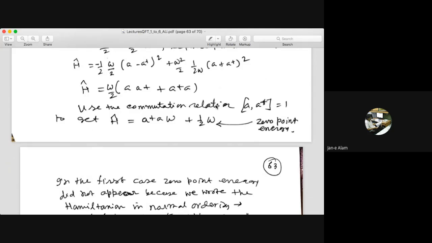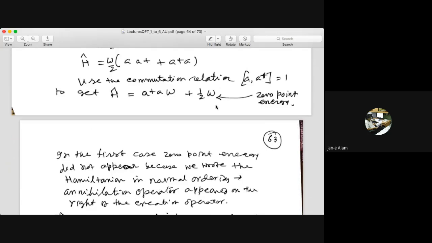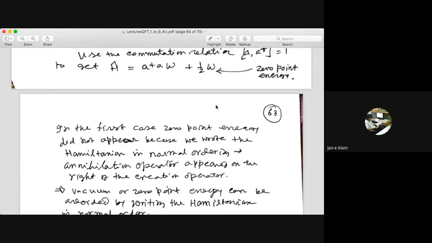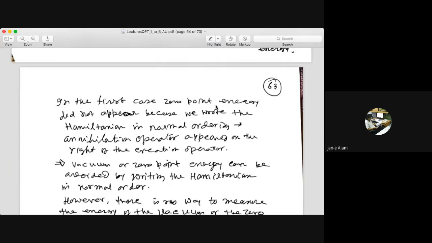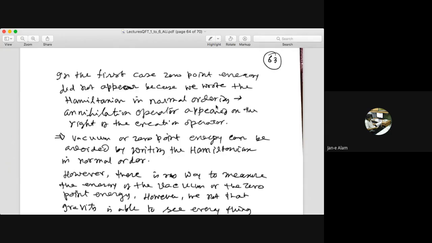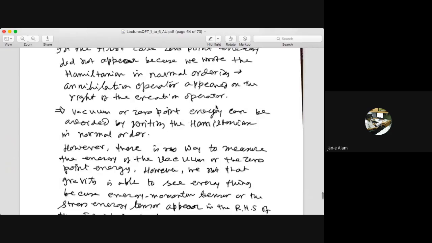You can say that this doesn't harm the theory because we always take the difference in energy. If you have a common energy, which is the zero-point energy, then it will just get subtracted out in the transition. But as I mentioned, that zero-point energy does not appear if I write everything in the form of normal ordering. And it is not harming your system because, as I said, you are always measuring the difference in energy.